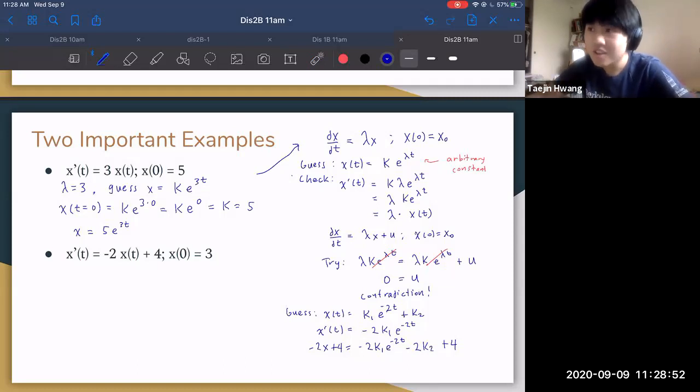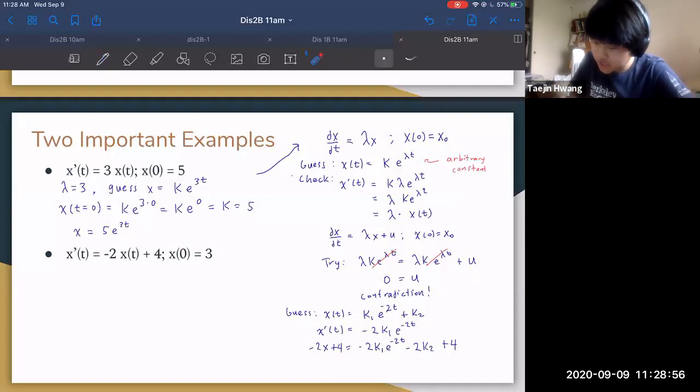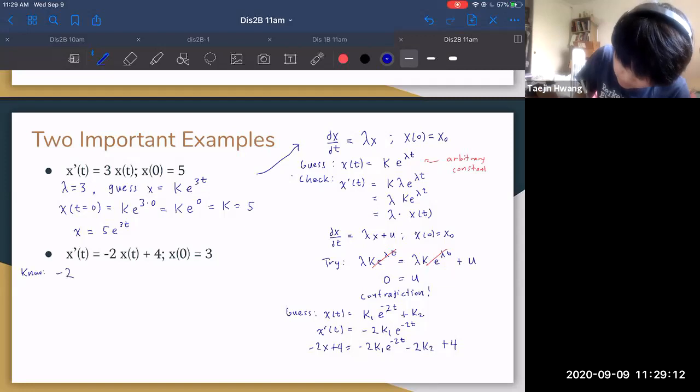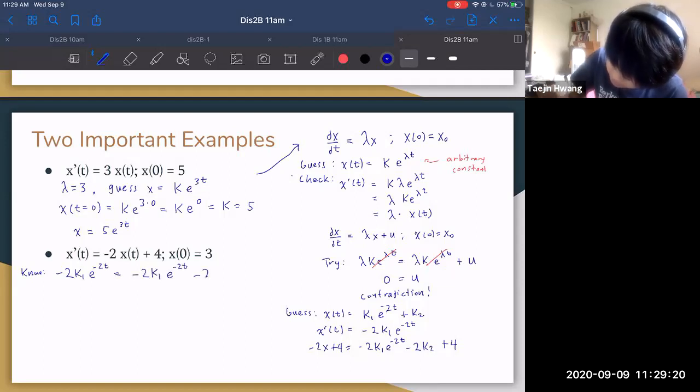So to answer Alina's question, and this was leading on to my next step, now that we understand what these two quantities are, we're just going to set them equal to each other, since the differential equation told us that these two quantities are equal. So we know that negative 2k1 e to the minus 2t is equal to negative 2k1 e to the minus 2t minus 2k2 plus 4.